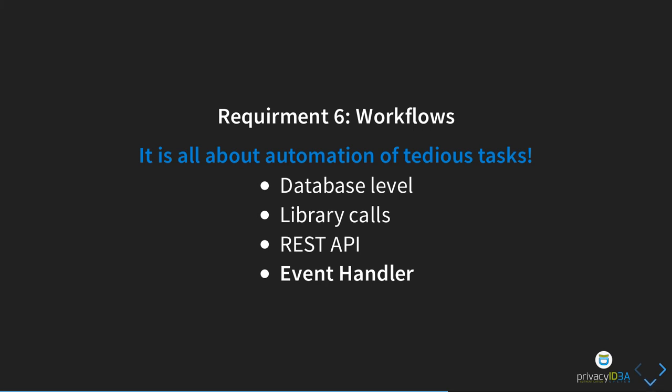It's all about automation of tedious tasks. Again, if you think of a university with 30,000 students that has 5,000 new students every year, then you have to enroll 5,000 new users every year. And this sounds tedious. There are several levels where you can automate processes in privacyIDEA and create workflows. It's the database level, which is well documented. It's open source. It's library calls, the REST API, and the event handler.